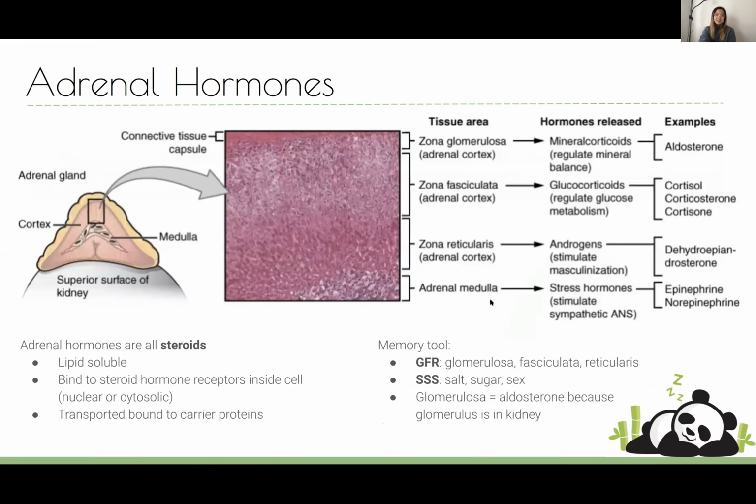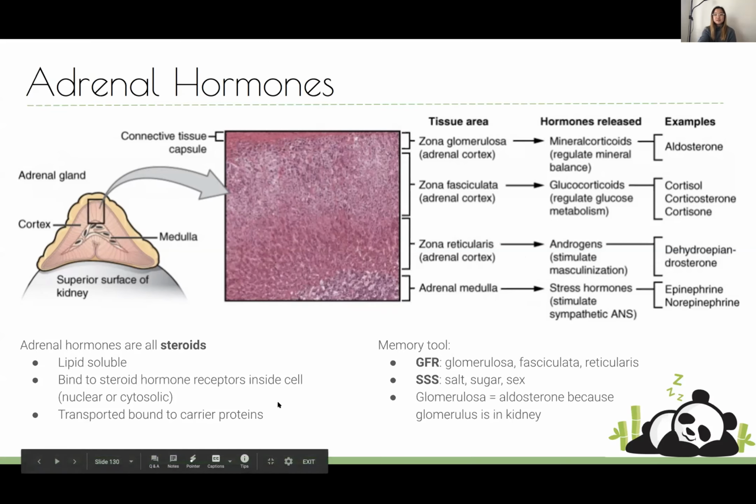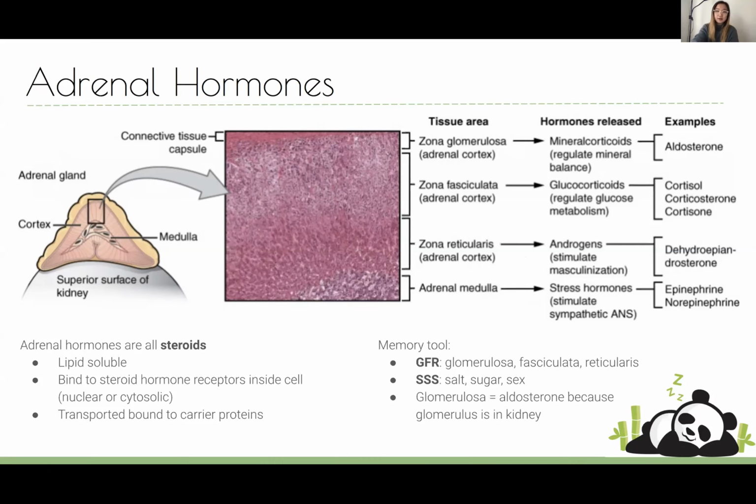I really like this diagram. This is essentially the summary of all the adrenal hormones. They're all steroids, and that means they're all lipid soluble, so they can cross the membrane, go inside to the cytoplasm, and then affect the receptors there. So the receptor is going to be nuclear or cytosolic. Because they're lipid soluble, they can't just be in your hydrophilic blood, so they're transported bound to carrier proteins.